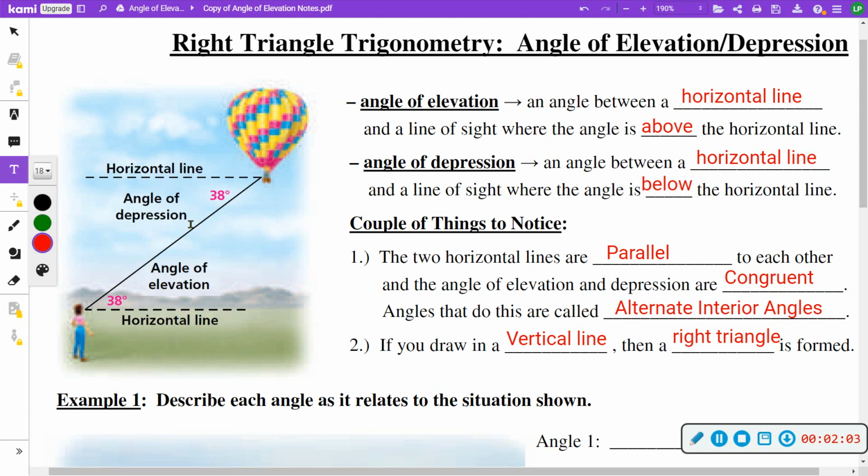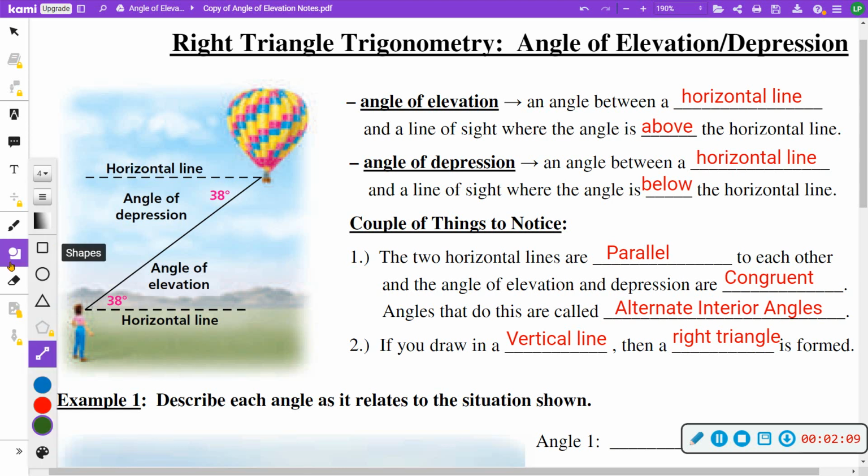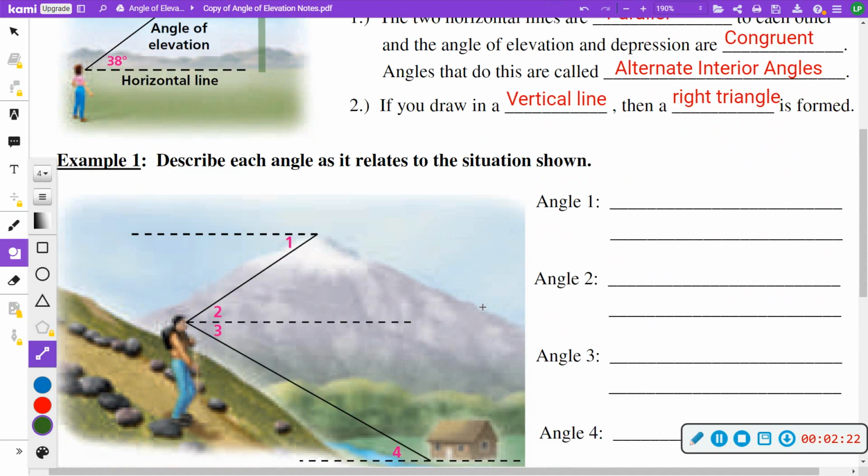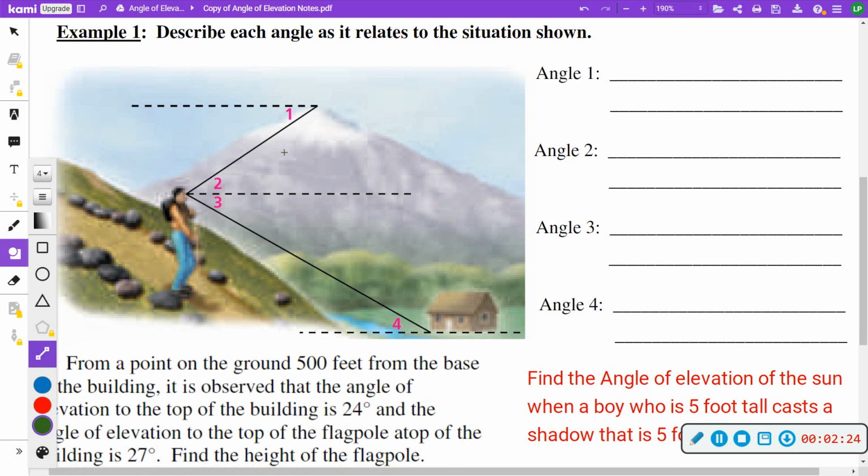The reason those are the same is because we have alternate interior angles. Now, if I drew a vertical line right here, which I'll go ahead and do, straight to the ground, that's going to produce 90 degrees. Since this is 90 degrees, we can use our trig ratios. So let's go look at an example here.